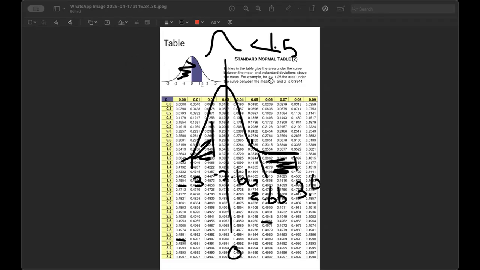So this 0.4911 is this whole region. To 0.4911 we have to add what? We have to add this 0.5. That means 0.9911. It's kind of confusing, right? Okay, we'll do it like this.